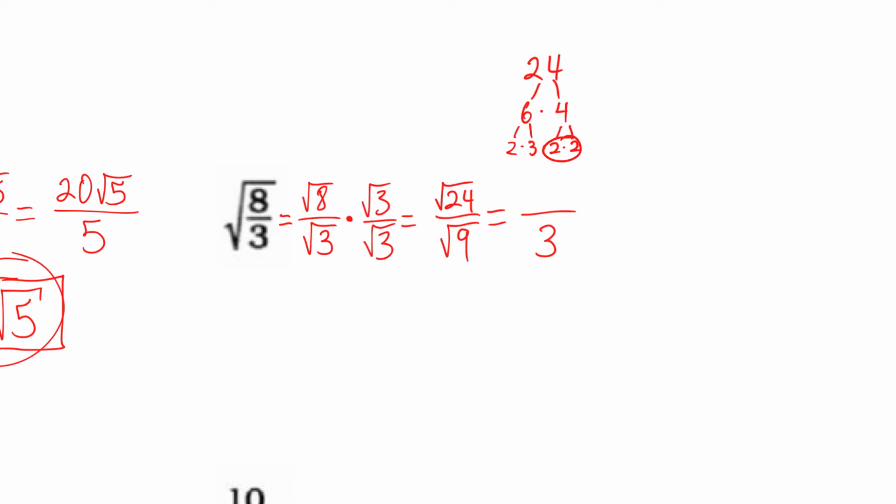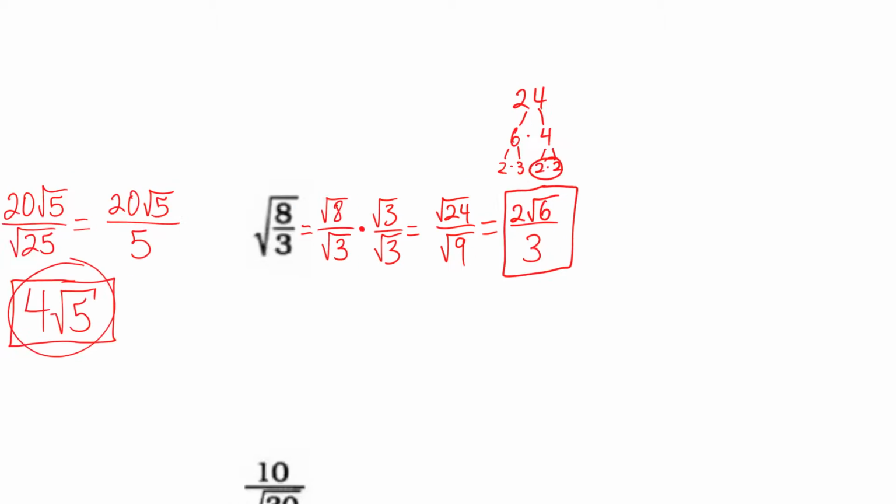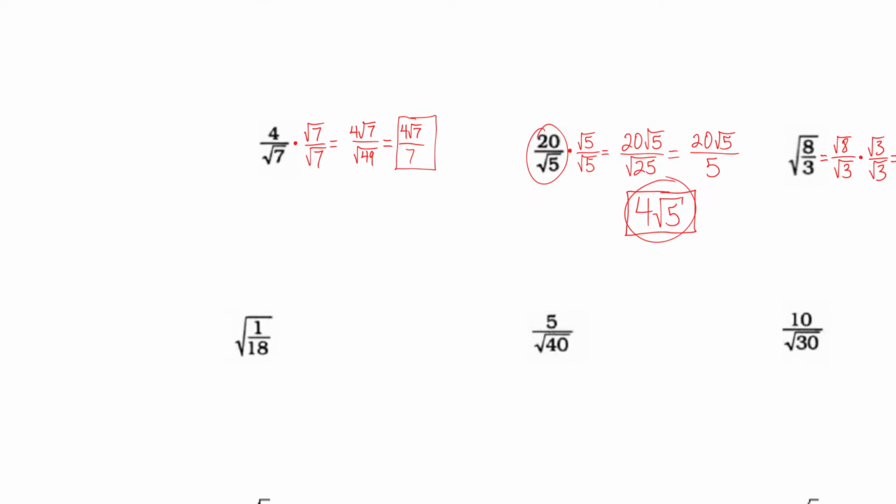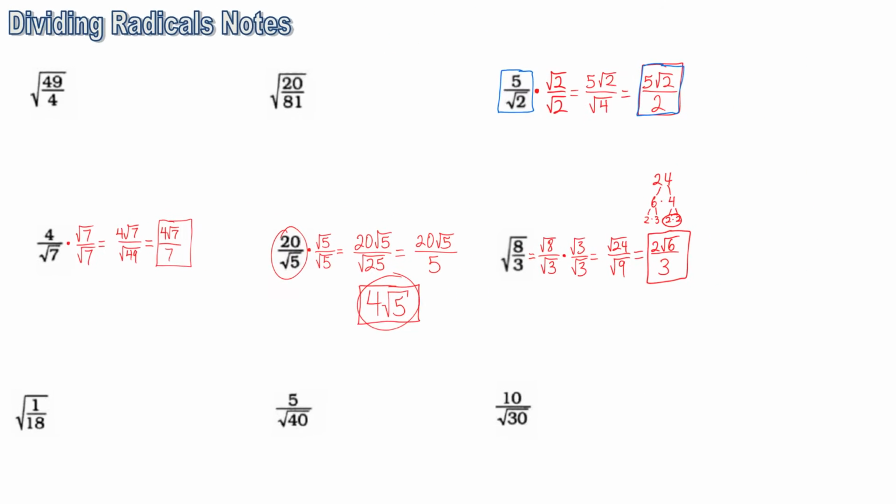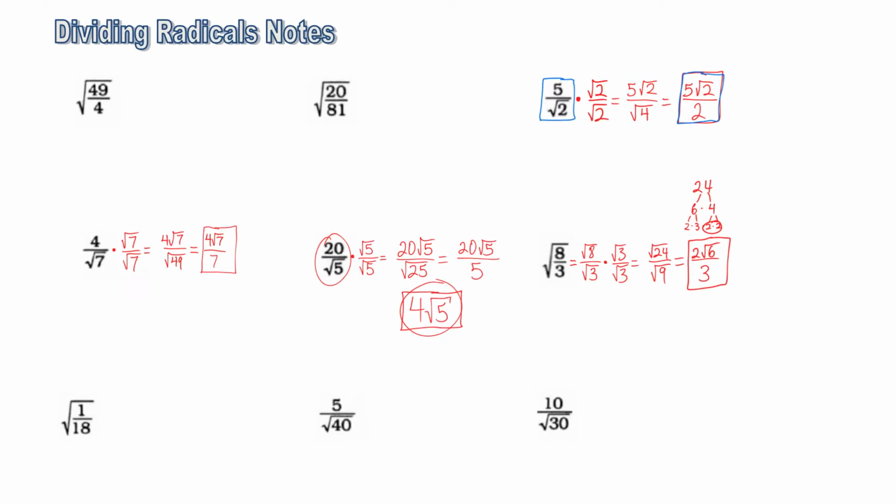So what would 24 turn into? 2 square roots of 6. Okay, is there any further simplifying I can do on that? Nope. Okay. So that's how you do that in general.